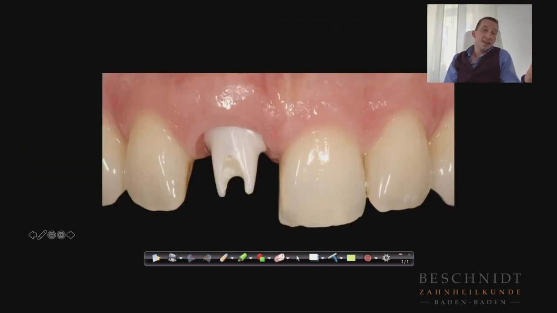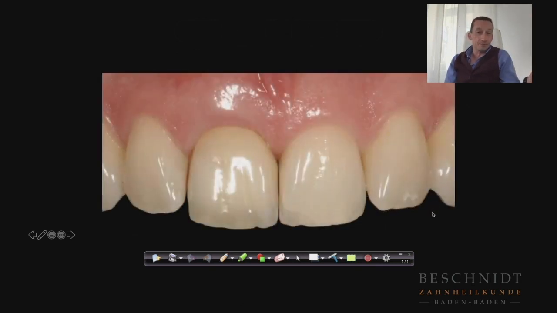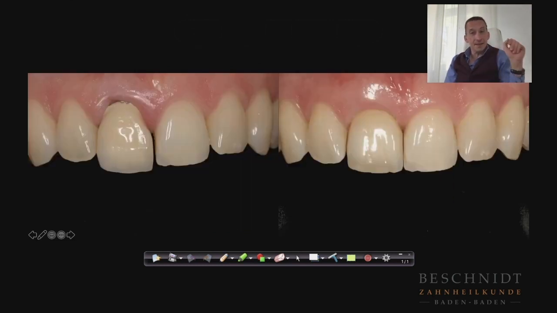And here you see, this is 1 year after healing of the implant. The final abutment I never took out, and this now is the final crown. But let's have a look at the long-term result. This is how we started and how we ended up after 1 year.